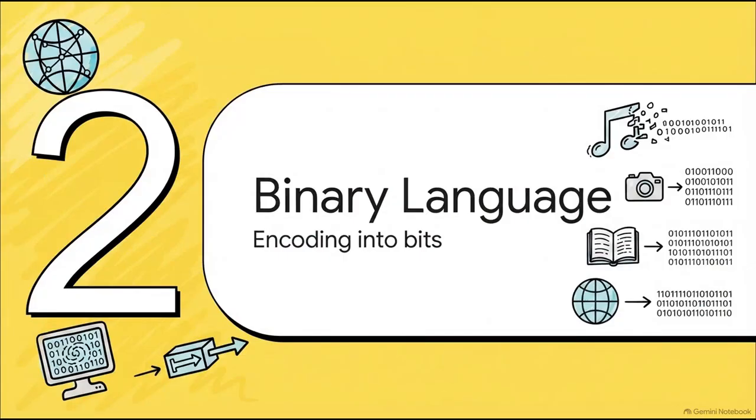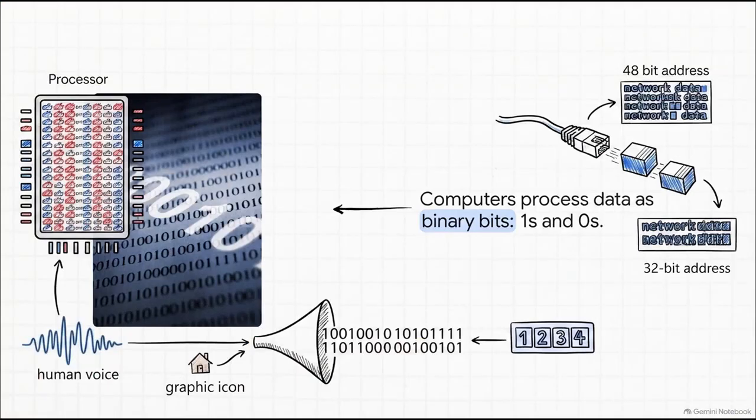Section 2. Binary, the universal language. Encoding everything into bits. Computers store and process absolutely all their data in binary representations. Binary just means 2, meaning there are only ones and zeros, which we call bits. But you might be wondering, why binary? Why not use numbers 1 through 10 like we do every day?